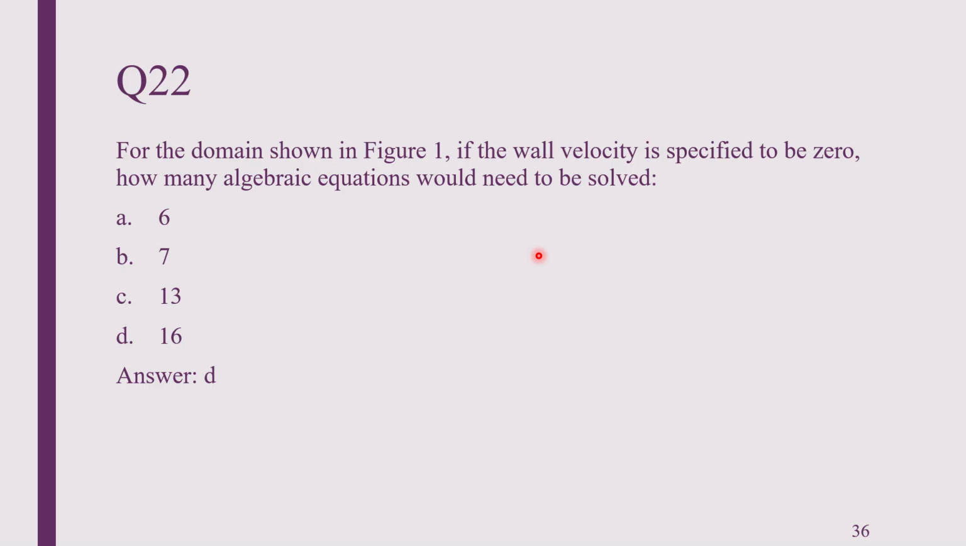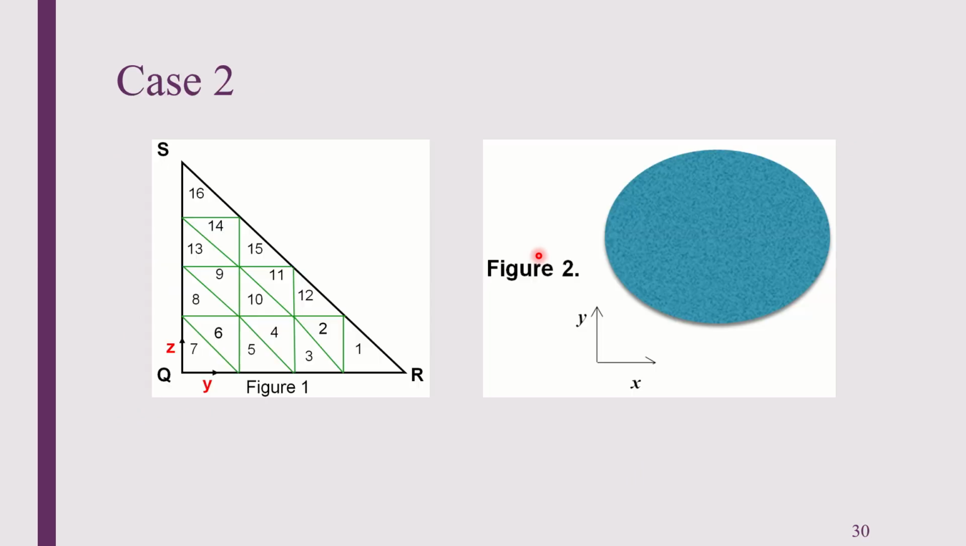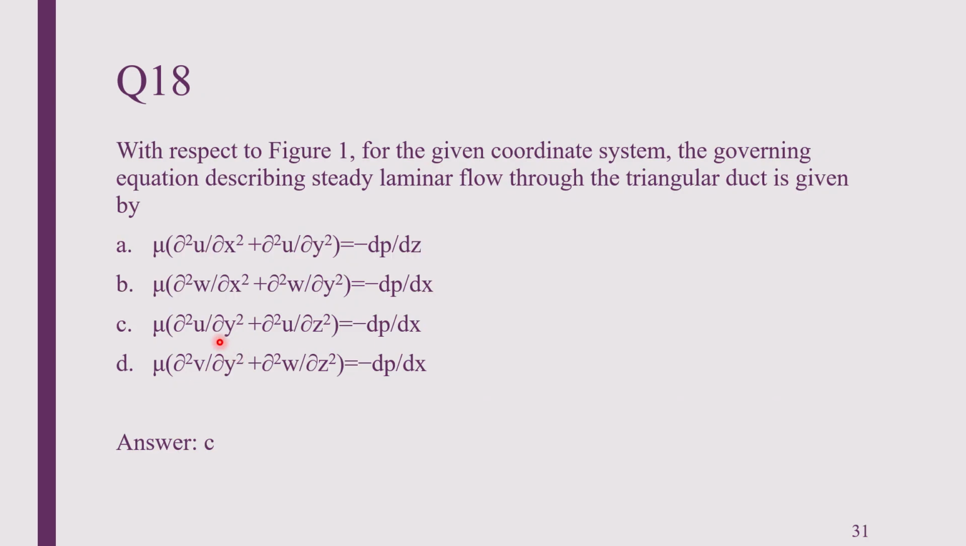So what we would be left with is mu ∂²u/∂y² and ∂²u/∂z² is equal to minus ∂p/∂x. Right. If we are looking at option A, it is mu ∂²u/∂x² plus ∂²u/∂y² is equal to minus dp/dz. It is not dz, it should have been dx. So option A is wrong.